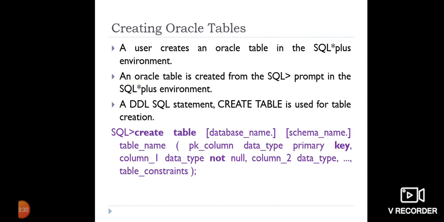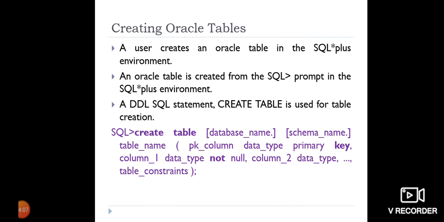And then we're going on to the creation of Oracle tables. Okay, a user creates an Oracle table in the SQL*Plus environment here. And this is the general syntax for creation of a table. Create table, table name. Normally you will have the database name, schema name. All these things are a hierarchy. First the database name, then the schema name, and then the table name. You will only specify the table name, because whatever is given inside the square brackets is optional.